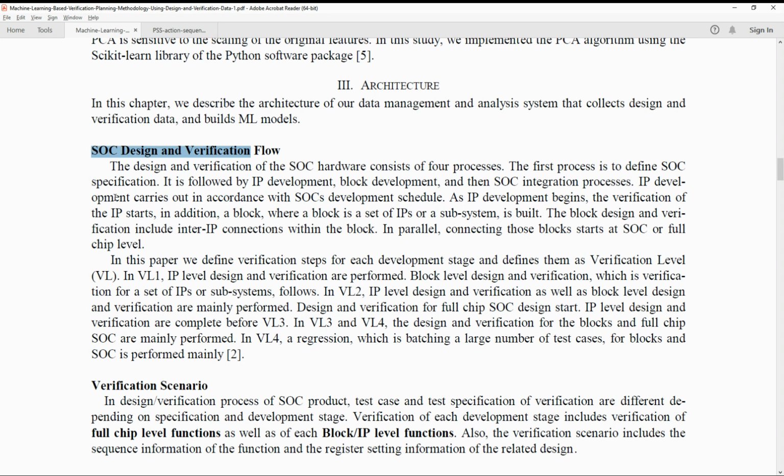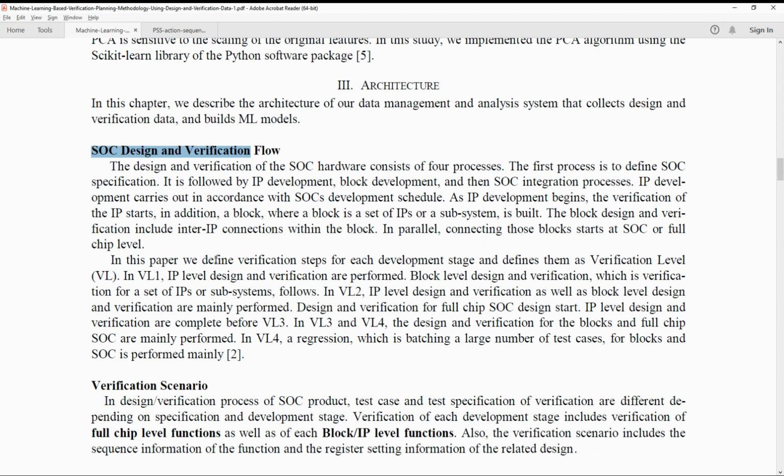IP development is carried out in accordance with the SoC development schedule. As IP development begins, the verification of the IP starts. In addition, a block, where a block is a set of IPs or subsystems, is built. The block design and verification include the inter-IP connection within the block. In parallel, connecting those blocks starts at the SoC or full chip level.